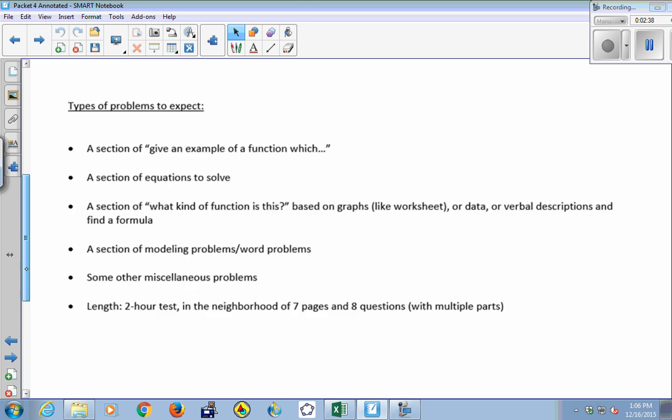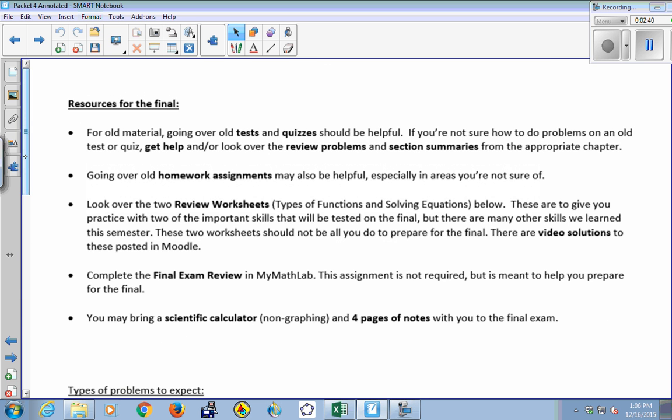All right, so those are some things about the final. Here are resources you can use to help you prepare and while you're taking the final. For preparation, you should go over all your old tests and quizzes. You can look at the review problems and section summaries in the appropriate chapter, go over old homework assignments. Even if an assignment is past due, you can still go in and click try a similar problem. It will never hurt your homework grade. So you can go into a homework, find something that you want to practice, click try a similar problem and it'll give you a new one.